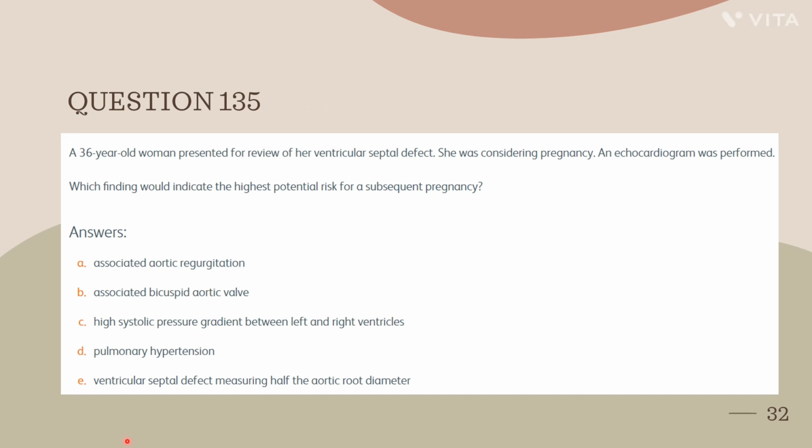Next question. A 36-year-old woman presented for review of her ventricular septal defect. She was considering pregnancy and echo was performed. What finding would indicate highest potential risk for a subsequent pregnancy? Associated AR, associated bicuspid aortic valve, high systolic pressure gradient between left and right ventricle, pulmonary hypertension, ventricular septal defect measuring half the aortic root diameter. So it's a fact-based question. What is most likely to compromise pregnancy? It is pulmonary hypertension.